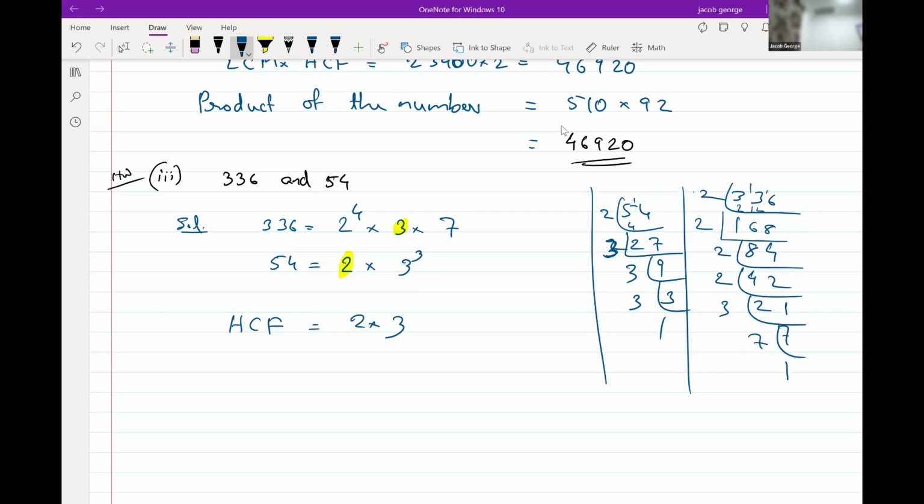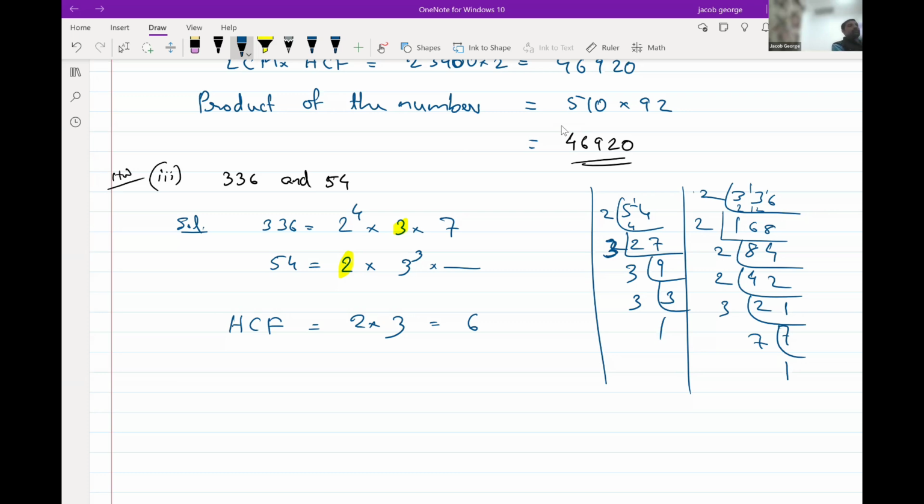Okay, 2 raised to 4 is there, 2 is there, so we take the lowest power, that is 2. 3 is there, 3 cube is there, we take 3. We cannot take 7. Why can't we take 7? Because there is no 7 in the other one. 7 is not a common factor. So HCF is 6. Those who got the HCF, put the tick mark. Only those who got the answer. HCF is 6. Yes. Steve, left margin you will draw for every page.